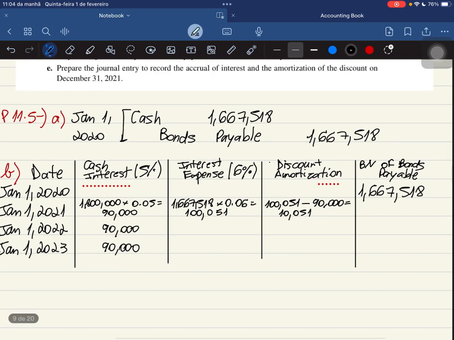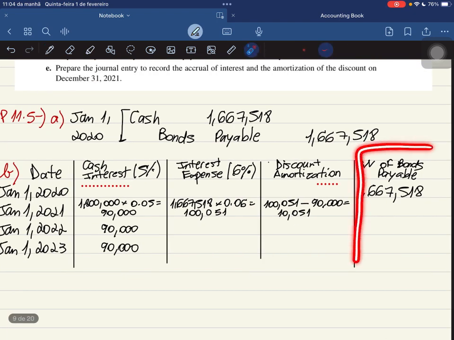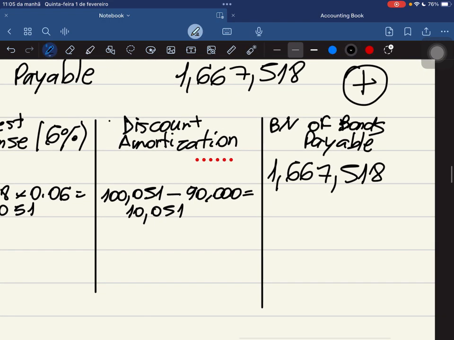And the tip that I give you for knowing whether you have to add or subtract is to think that it is counterintuitive. If this is a discount, then we are adding it. If it was a premium, we would be subtracting it. Since it is a discount, we are actually adding this column over here. So it will always be the previous book value plus the discount amortization that we just found out.